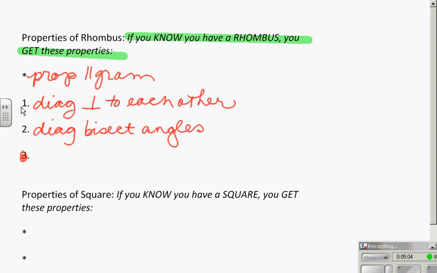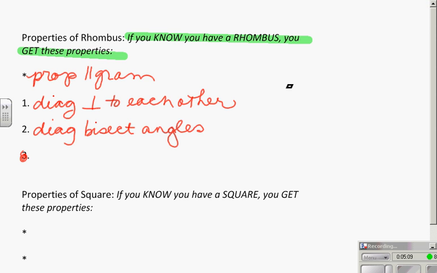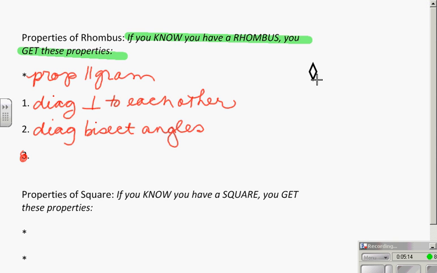Now, what does that look like in a picture? Well, if I grab a rhombus, what it means is these diagonals right here are perpendicular. Since this is a parallelogram, each of these opposite angles are equal, but these diagonals are going to bisect them. So those bisected pieces are also going to be equal.